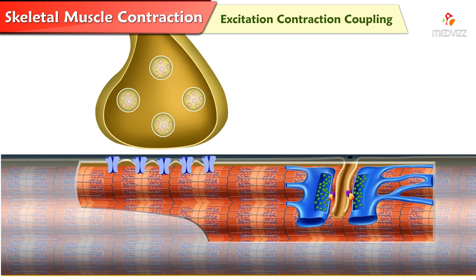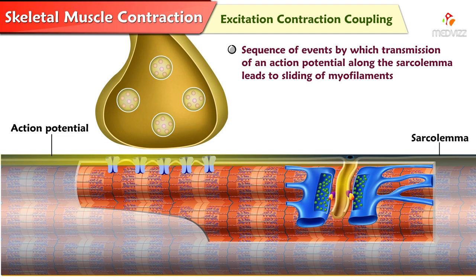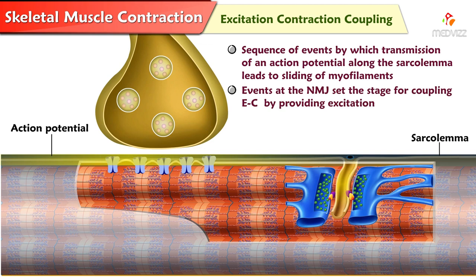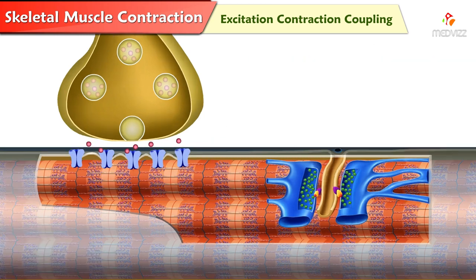Excitation-contraction coupling of skeletal muscle. Excitation-contraction coupling is the sequence of events by which transmission of an action potential along the sarcolemma leads to sliding of myofilaments. The events at the neuromuscular junction set the stage for excitation-contraction coupling by providing excitation. Released acetylcholine binds to receptor proteins on the sarcolemma and triggers an action potential in a muscle fiber. The action potential is propagated along the sarcolemma and down the T-tubules.